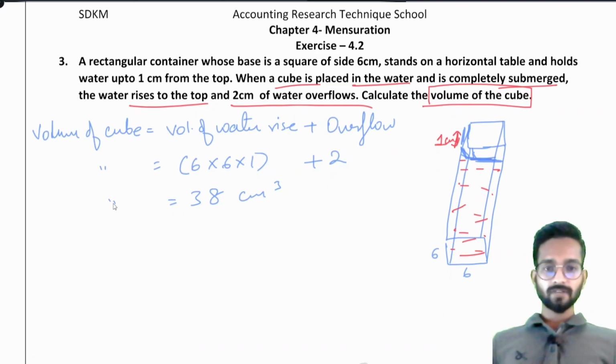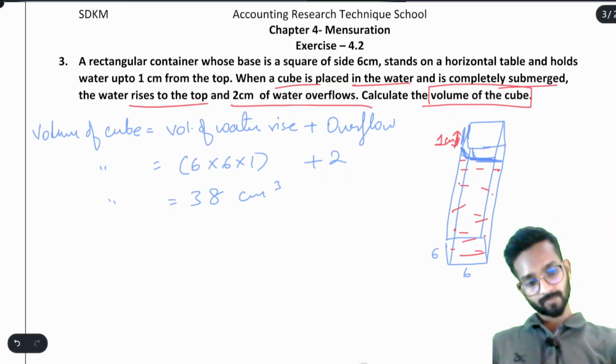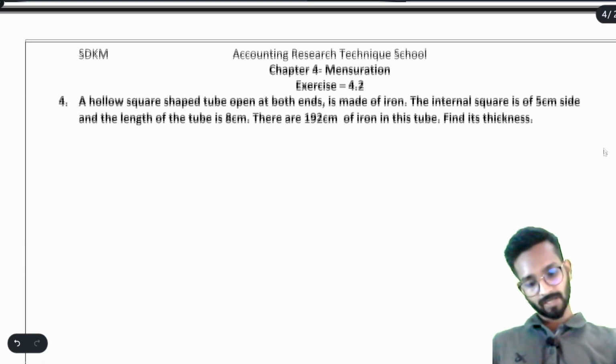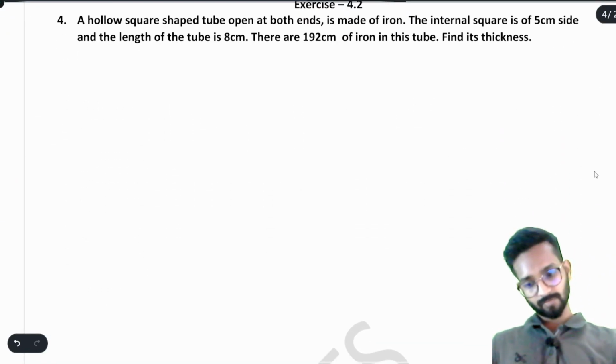See, the difficult part was not solving these numbers. The difficult part was to know what we had to solve. Understand this. Understanding the question is important in the chapter of mensuration. Okay. Now, after this, question number 4 we have here is C. Be very, very careful.